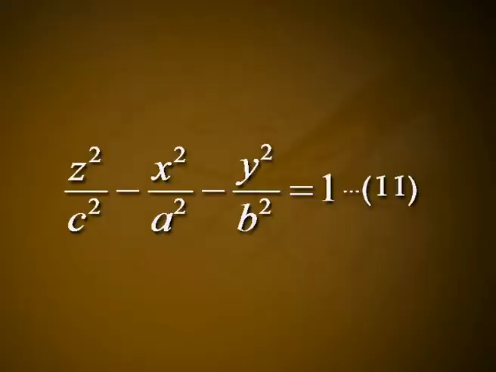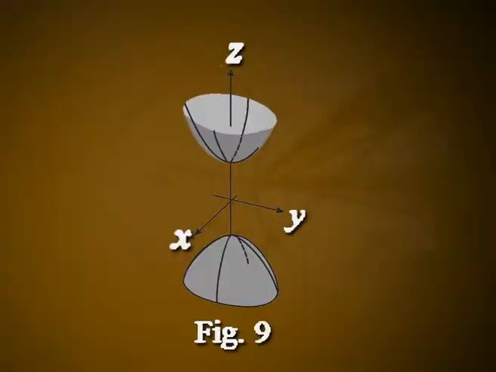Example 10. The hyperboloid of two sheets, z squared by c squared minus x squared by a squared minus y squared by b squared is equal to 1. Equation 11 is symmetric with respect to the three coordinate planes. See figure 9. The plane z is equal to 0 does not intersect the surface.